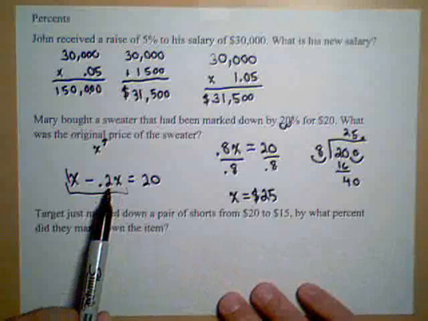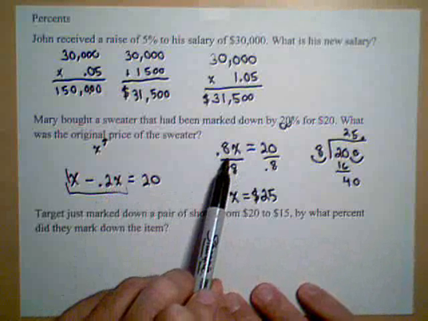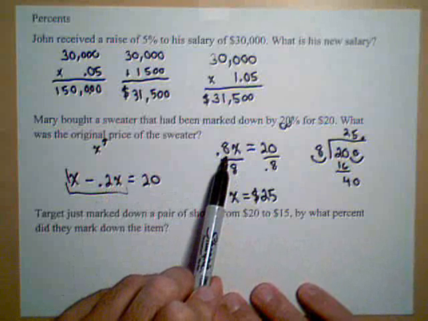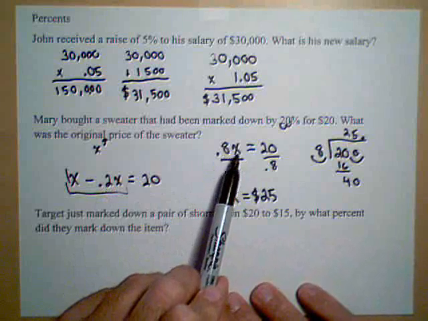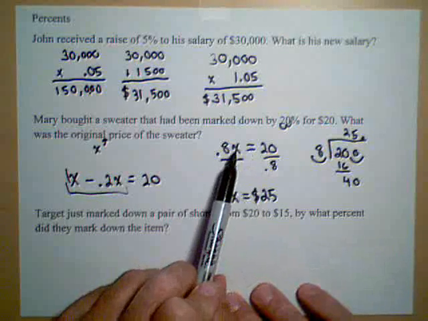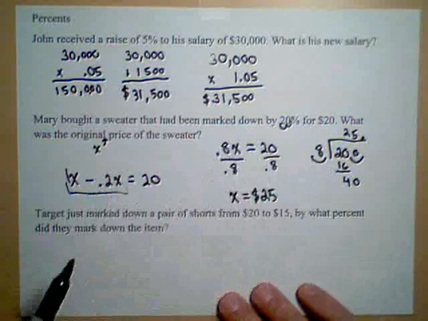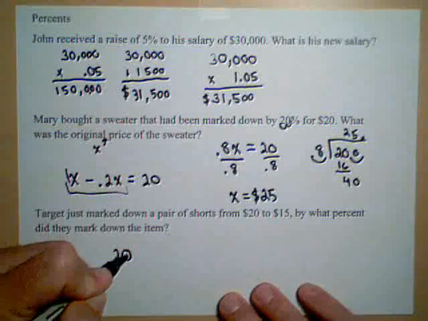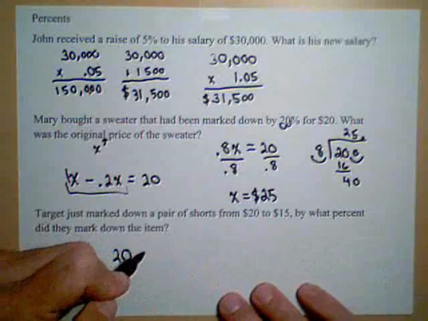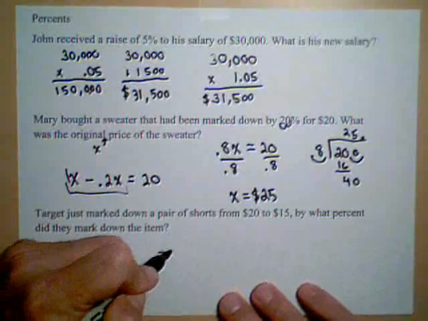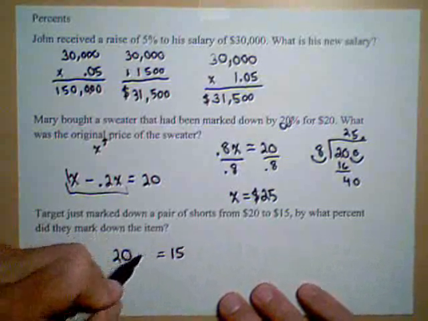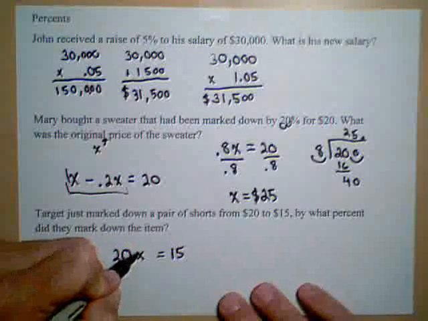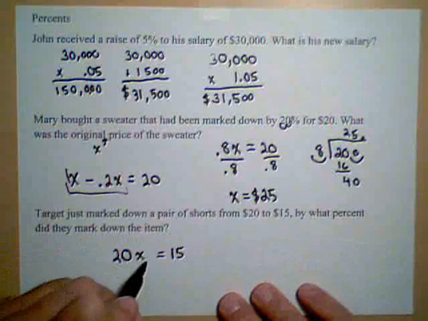We saw that if we took off 20%, we ended up calculating 80%. So 80% of the original price was $20. So we're going to set up something similar here. This time we know the original price, but we need to find what percent of 20 is 15. So X will be what percent of 20 is 15.